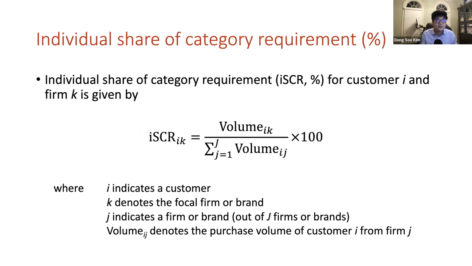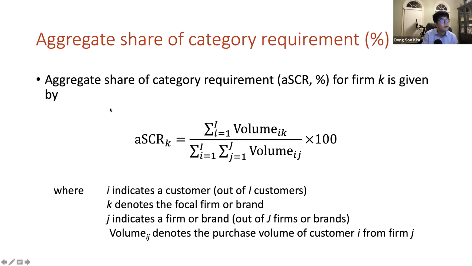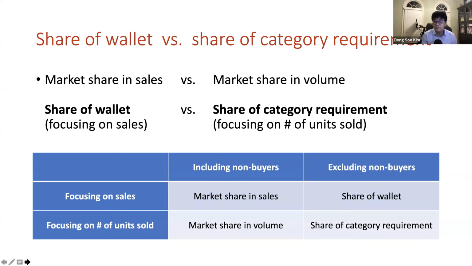Next, there is a variation of the share of wallet, share of category requirement. This metric is almost the same as the share of wallet. It replaces the sales values with purchase volumes in the calculation. The aggregate share of category requirement can be defined in the same manner like this. The relationship between share of wallet versus share of category requirement is the same as the relationship between market share in sales versus market share in volume.